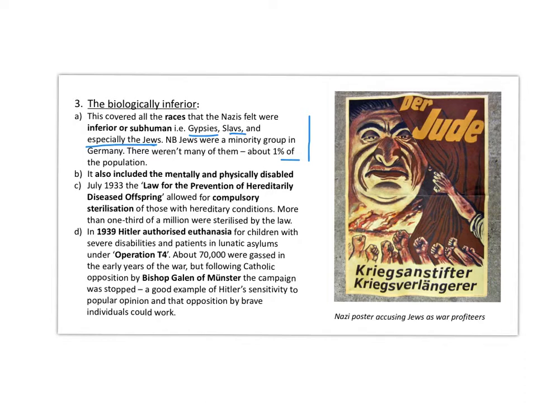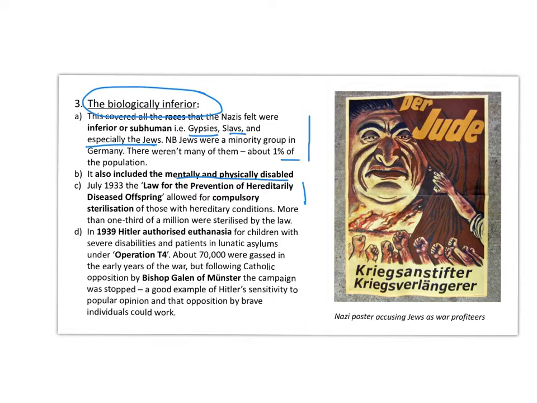But again, there were also the mentally and physically disabled. We mentioned earlier the law for the prevention of hereditary diseased offspring, that compulsory sterilisation. Well, Germans who were mentally and physically disabled would have fallen into this category of Germans who were weakening the national community because of their biological makeup, because of their physical makeup. Again, there were, of course, Jews who were mentally and physically disabled, but many people who had disabilities were not Jews. So again, this group did not necessarily just include Jews.